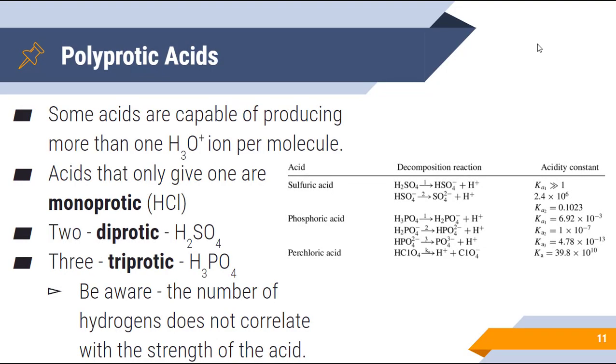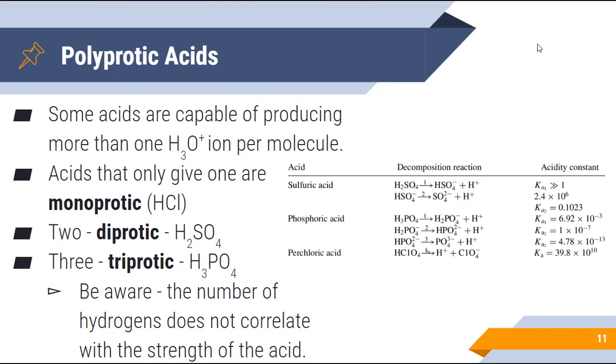Some acids are capable of producing more than one H3O+ ion per molecule. These are known as polyprotic acids, and that makes sense because poly means more than one, and protic refers to proton, which would be a hydrogen. Acids that only give 1 are monoprotic, 2 are diprotic, and 3 are triprotic.